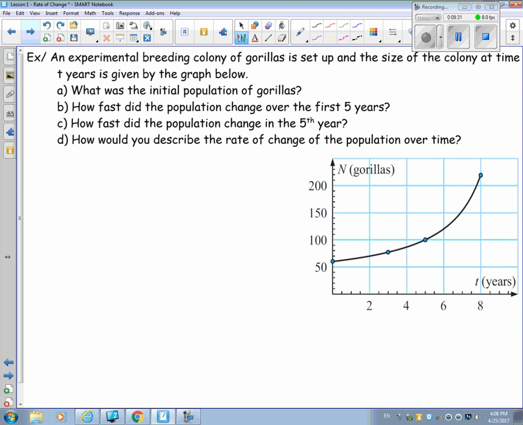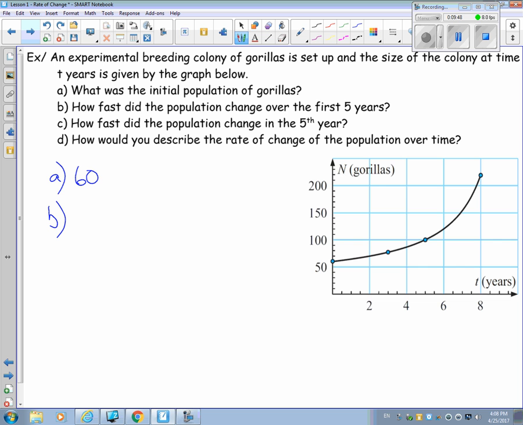So an experimental breeding colony of gorillas is set up, and the size of the colony at time t is given by the graph below. So t is years, n is gorillas. What was the initial population? Well, the graph started at 60, so there were 60 of them.